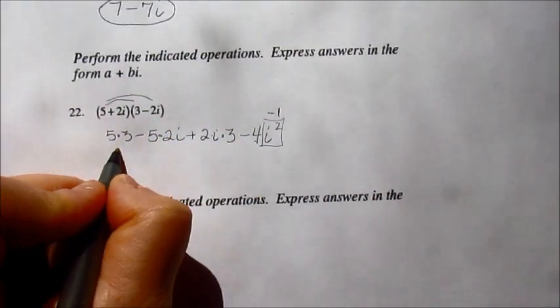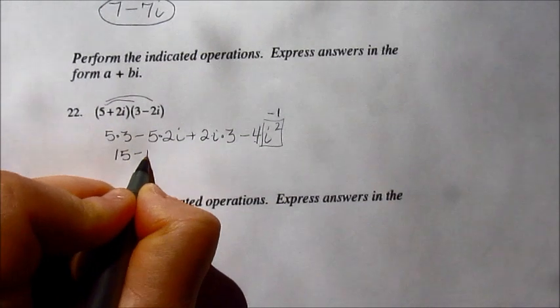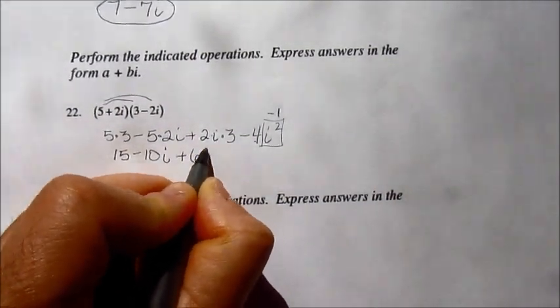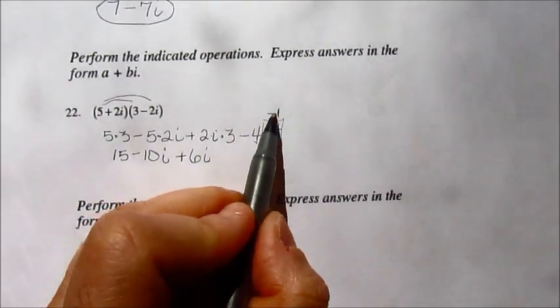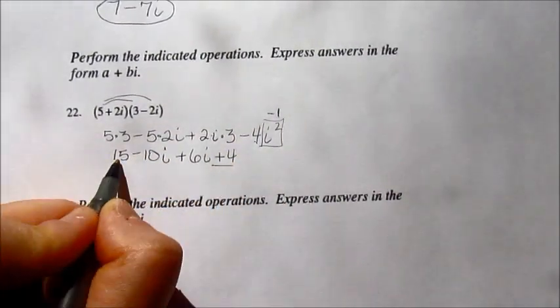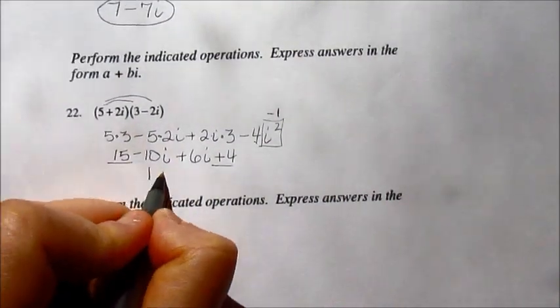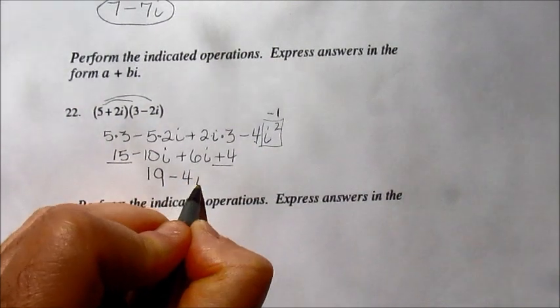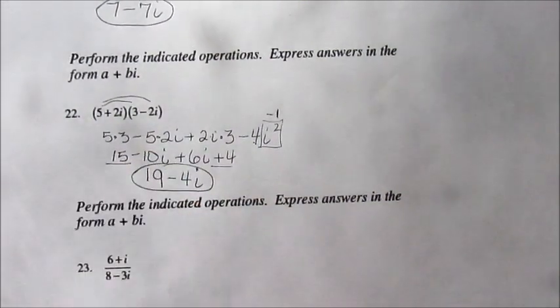Let me rewrite this. 15 minus 10i plus 6i, negative 4 times negative 1 is positive 4. Now these combine to be 19, and these two combine to be negative 4i. That's it.